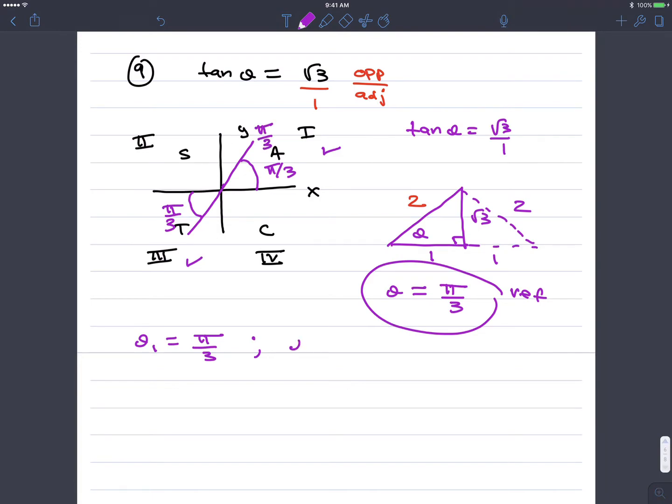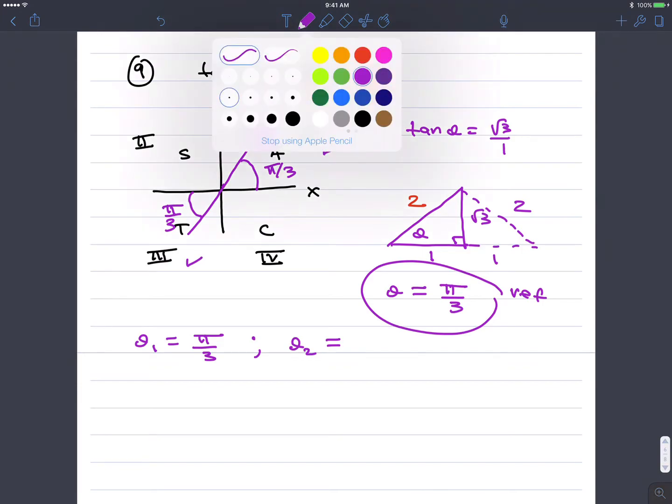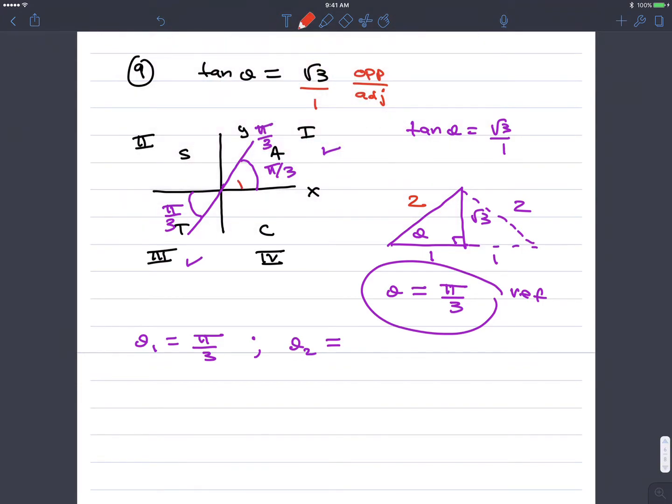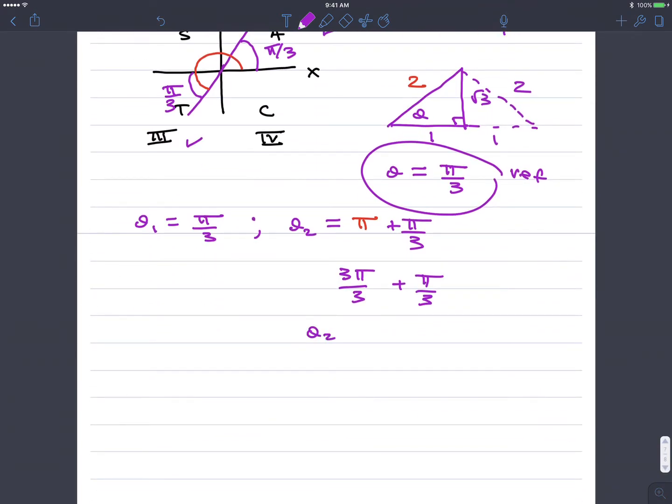Who can tell me what is the second solution? This is a quadrant 3 angle. How do you find a quadrant 3 angle? They need this angle here. How do we get that angle? You take pi and you do what? Plus the reference. Right? Pi over 3? So let's do the arithmetic. 3 pi over 3 plus pi over 3, what does this give us? So my second particular solution is 4 pi over 3.